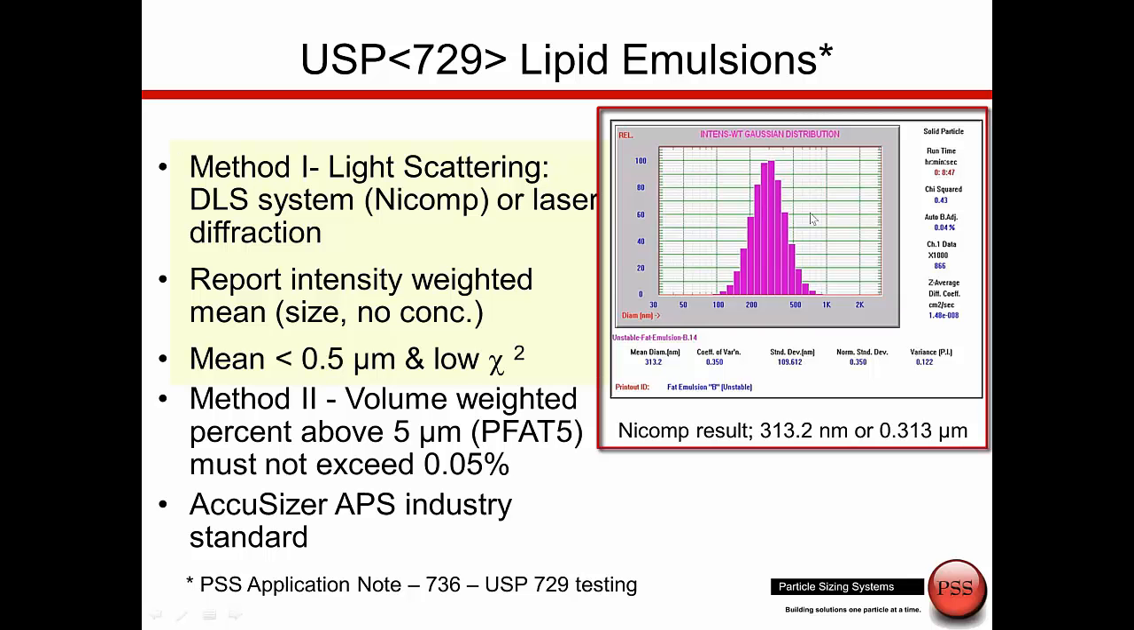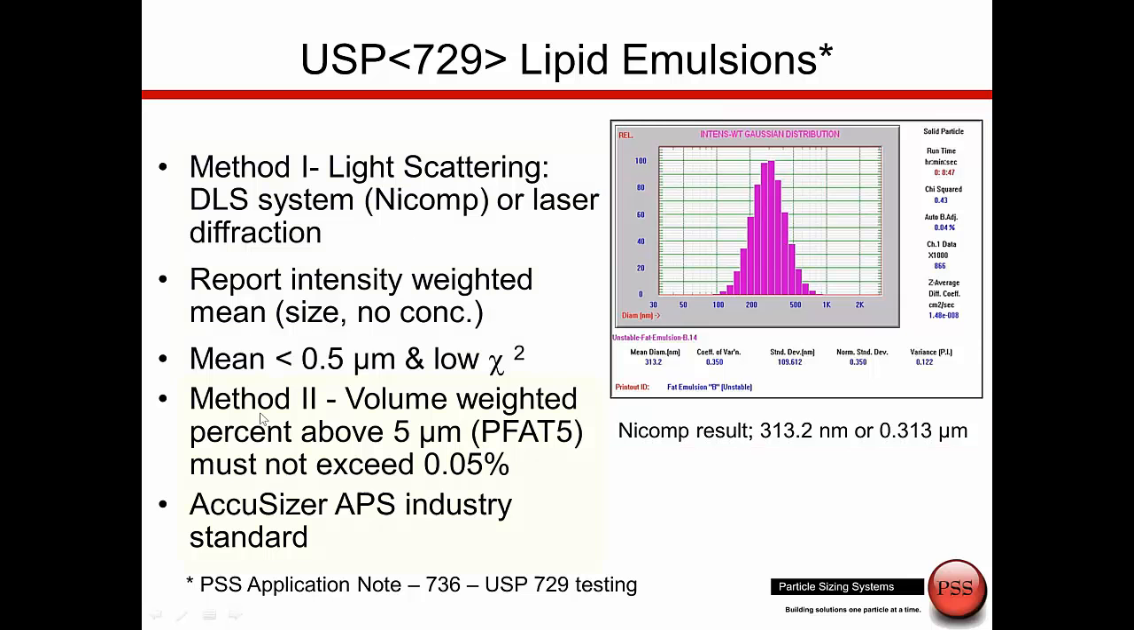And what you see on the right is a Nicomp result for one of these lipid emulsions. And you'll see the mean size here is 313 nanometers, which is 0.3 microns, so this would pass. So there is a precedent for using the Nicomp DLS system to measure the mean size of emulsions. And then there's a second part to this test, which is method 2, which says use the AccuSizer and use this technique to measure the volume weighted percent above 5 microns.